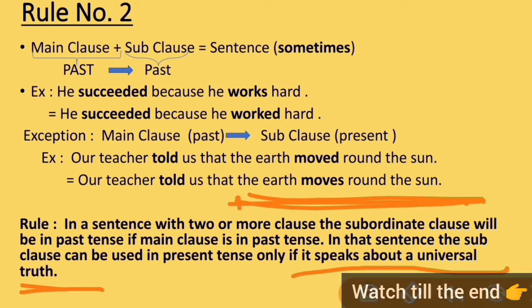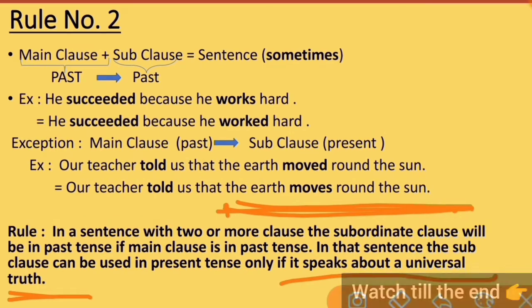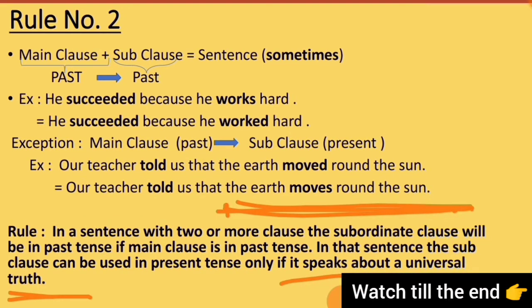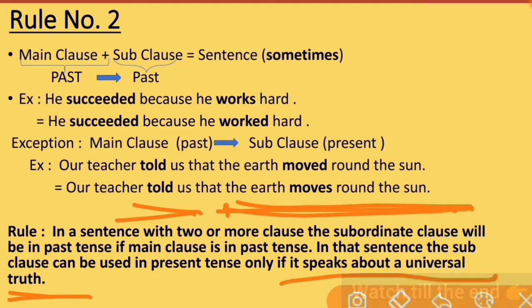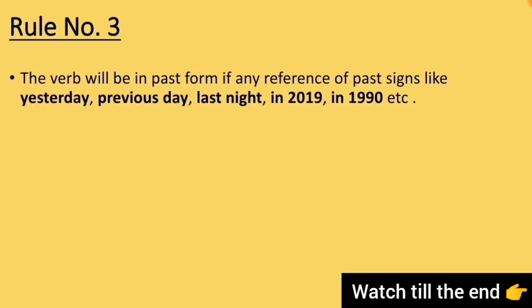If the subordinate clause is a universal truth, then it will be in present tense. Otherwise, it will be past tense if the main clause is past. Okay. Next. Rule number 3.